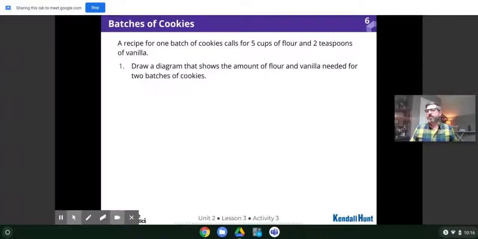All right, so now we're going to talk about cookies, and if you want to get really hungry, we'll talk about some cookies. So let's say we're planning to make some cookies. We're going to use our favorite recipe, which we've got there. They've told us what our favorite recipe is. And we're going to double that recipe. What does it mean to double it? What would the recipe be there if we were to double it? Right now, we've got 1 batch of cookies, and it calls for 5 cups of flour and 2 teaspoons of vanilla. If we were going to double that and we were going to make 2 batches of cookies, what would our recipe look like?